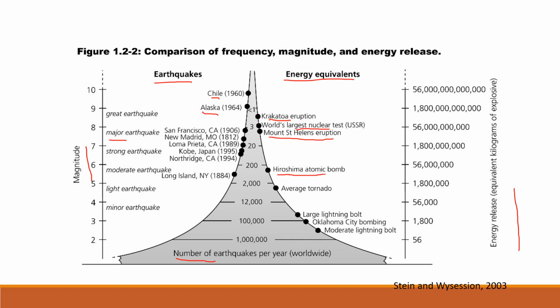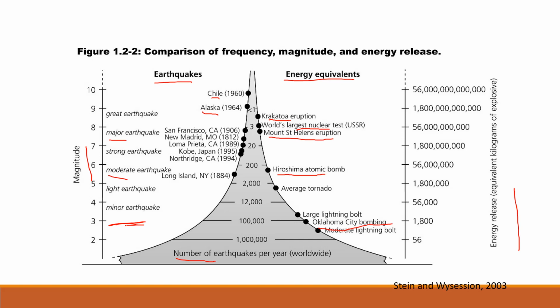The Hiroshima atomic bomb is only a moderate earthquake. Other bombings are way down here. Okay, the Oklahoma City bombing is way before any of your time. It's like way down here. So earthquakes have this massive energy release. They are just one of the most destructive things on our planet.